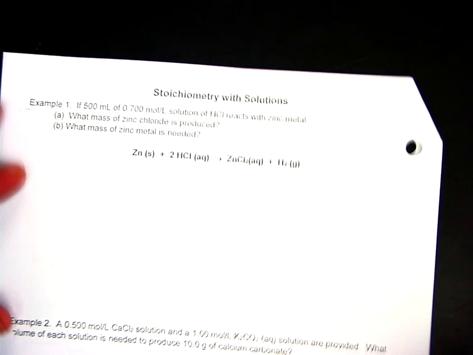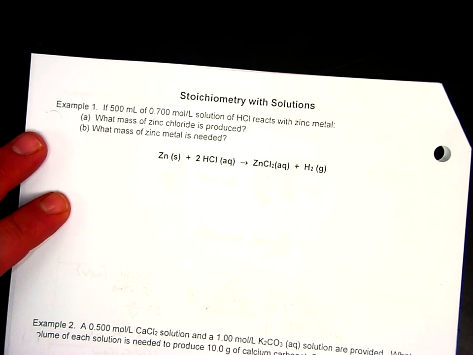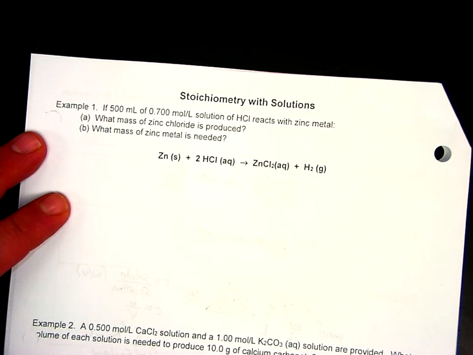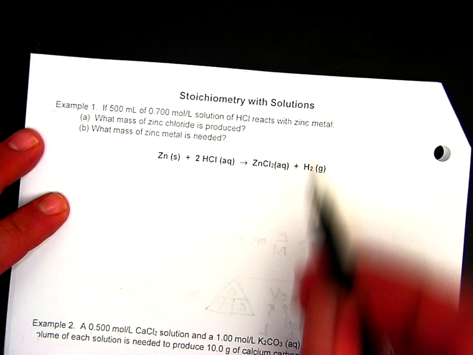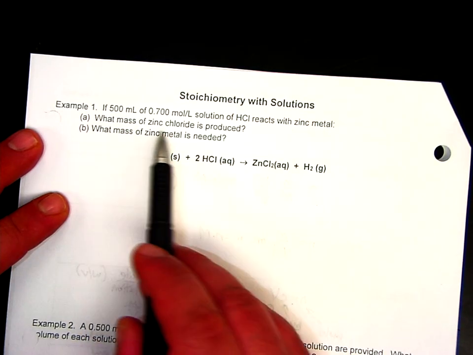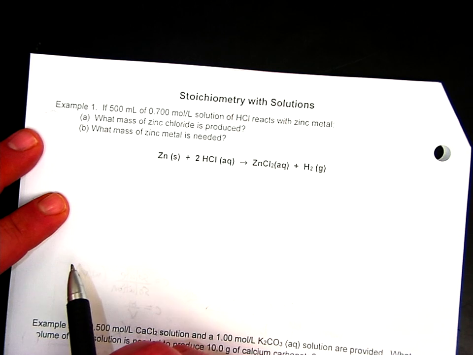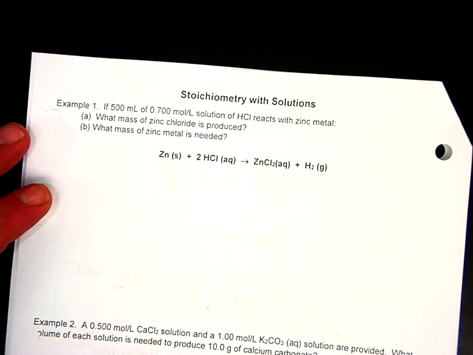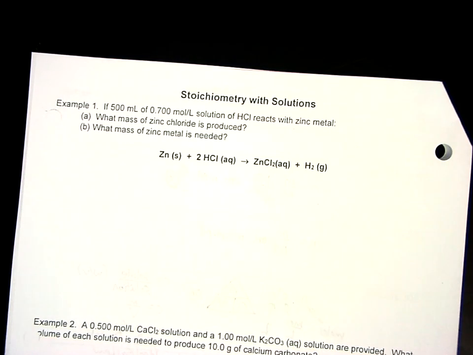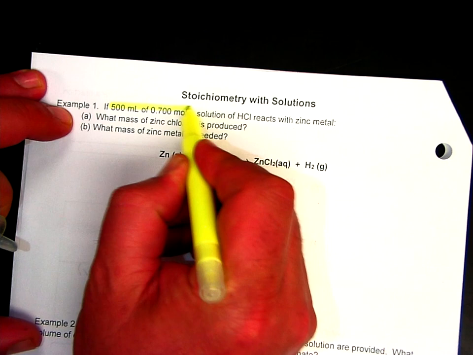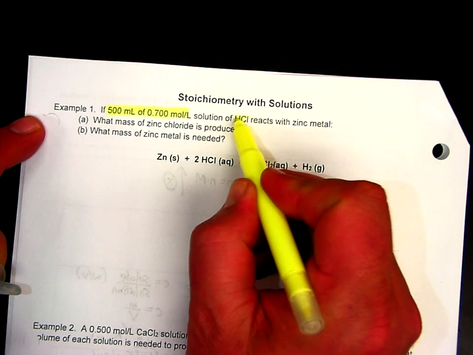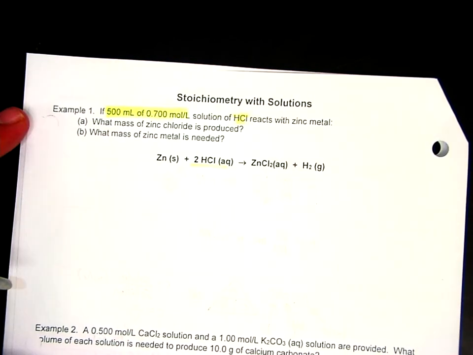So the first one says, if we have 500 milliliters of a 0.7 mole per liter solution of HCl that reacts with some zinc metal, here are my questions. What mass of zinc chloride is produced? That's this thing here. And what mass of zinc metal is needed? So the problem gives me some information. This is what I'm given here. I've got a volume, and it looks like a concentration based on the units, for HCl. So I'm going to have some information about HCl here.